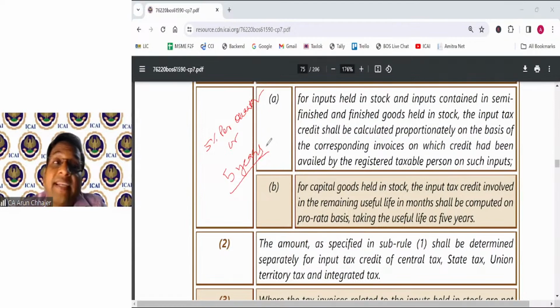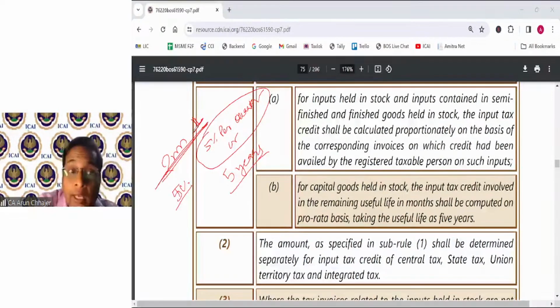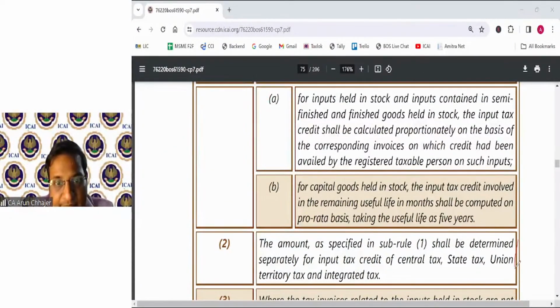But if I calculate, let's say, 2 months 1 day, then as per 5% per quarter, I have to reverse 5% for the quarter, for 3 months or a part thereof. But in the 5 year method, I will reduce proportionately. We have another example we will discuss.